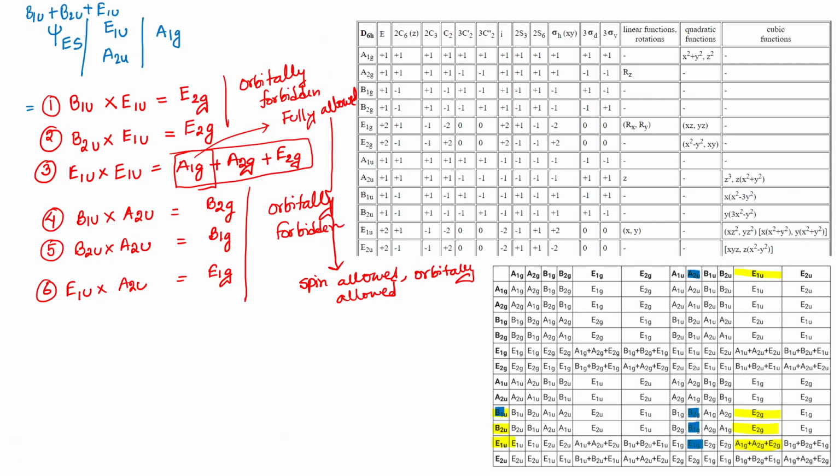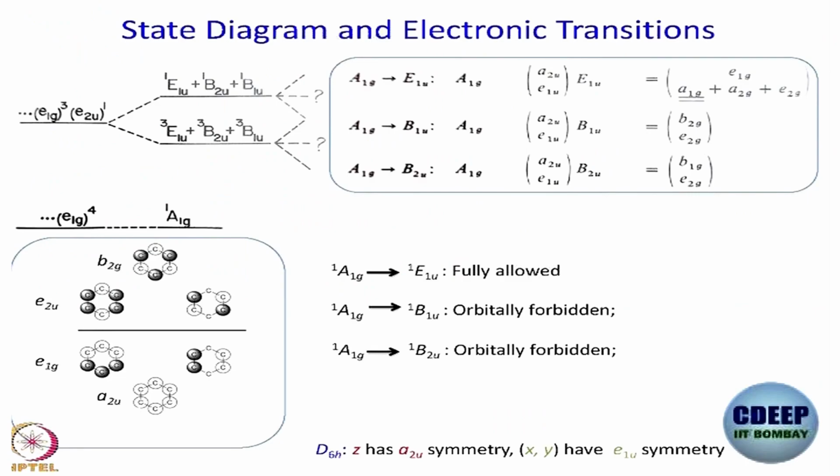Now let me show you this. This is what we have come to: singlet A1G to singlet E1U is fully allowed. Singlet A1G to singlet B1U is spin allowed but orbitally forbidden. Singlet A1G to singlet B2U is spin allowed but orbitally forbidden, right? But we also know that orbitally forbidden processes can be allowed by vibronic coupling, right?